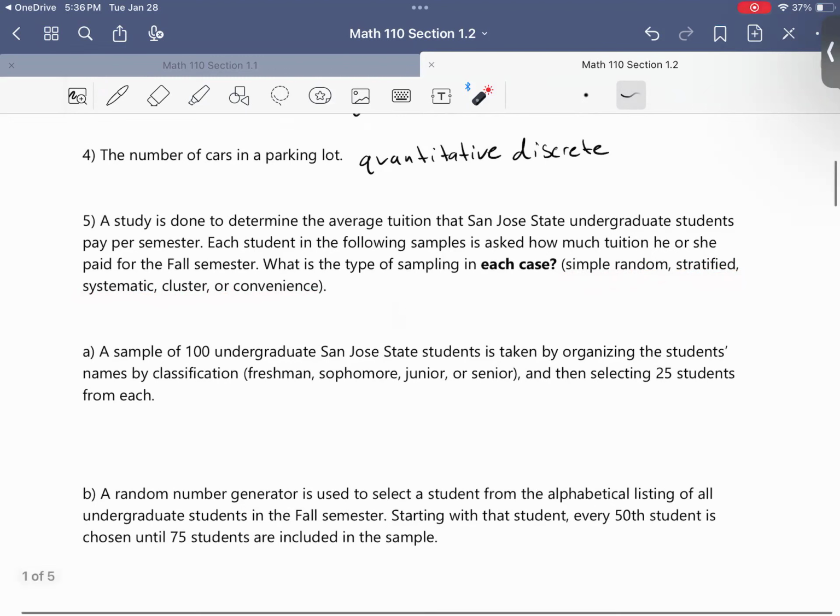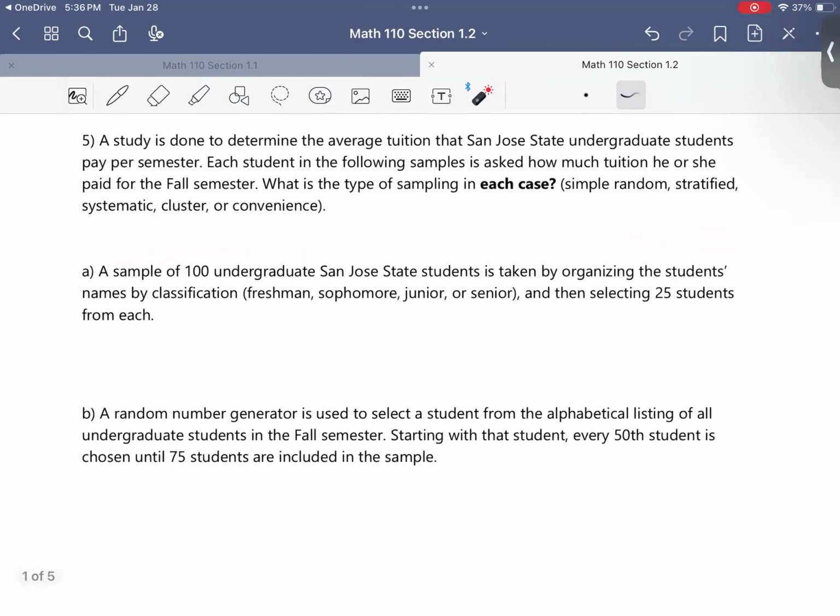Let's look at letter A. A sample of 100 undergraduate students is taken by organizing the students' names by classification and then selecting 25 students. Since we are organizing students by their class rank, freshman, sophomore, junior, senior, and selecting 25 students from each, this would be an example of stratified sampling.